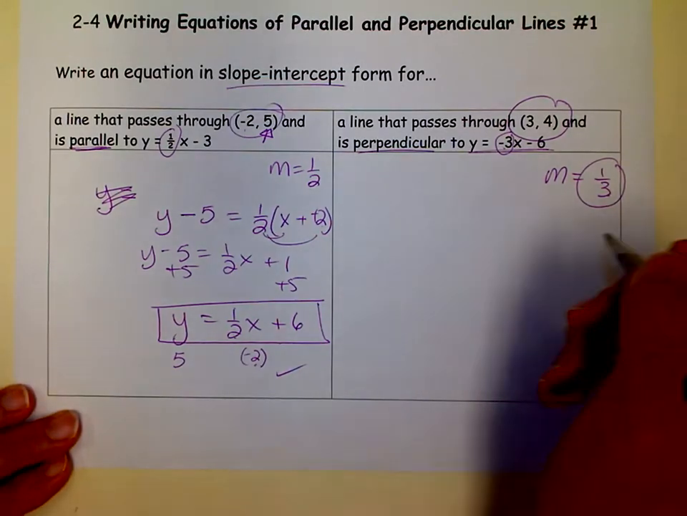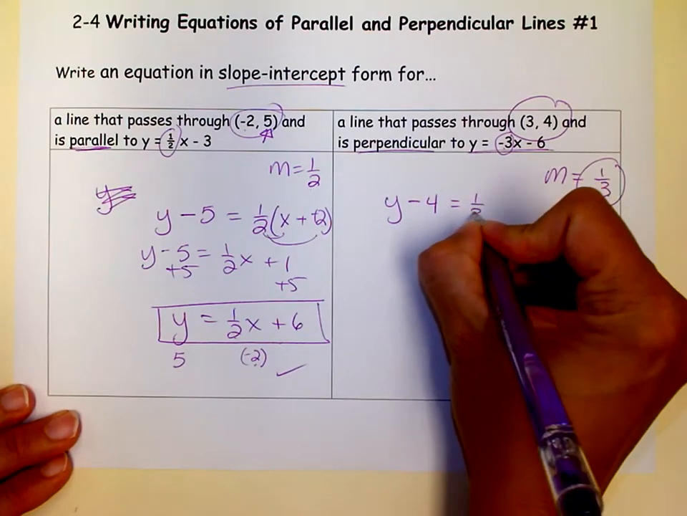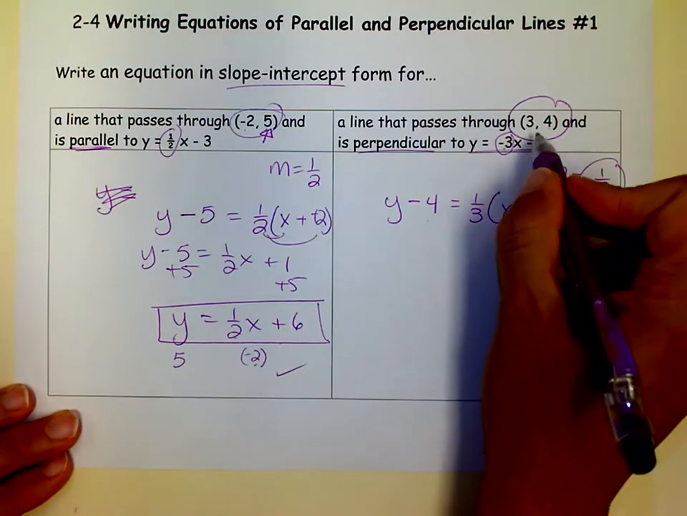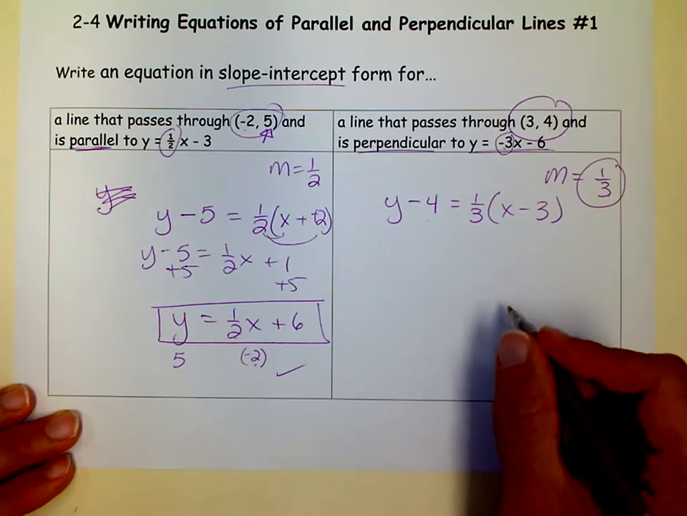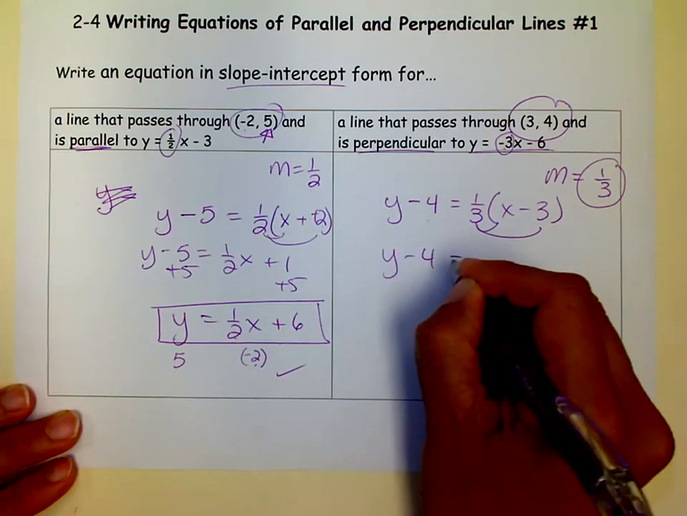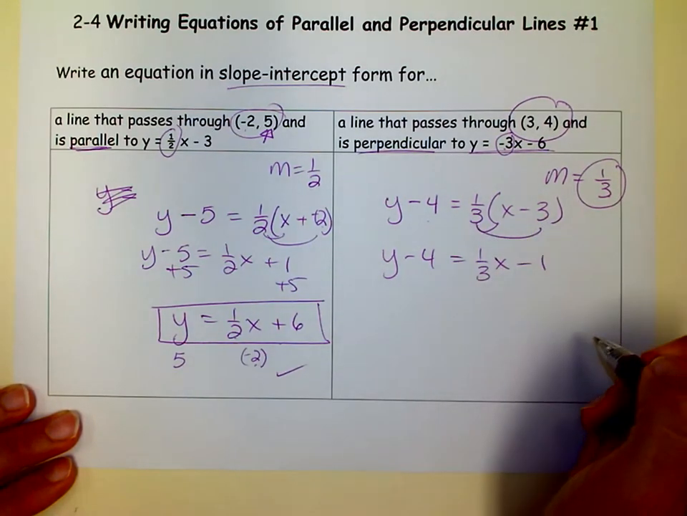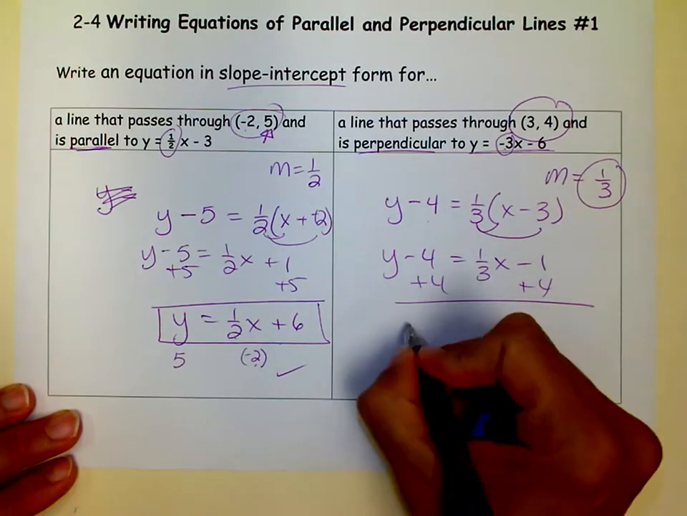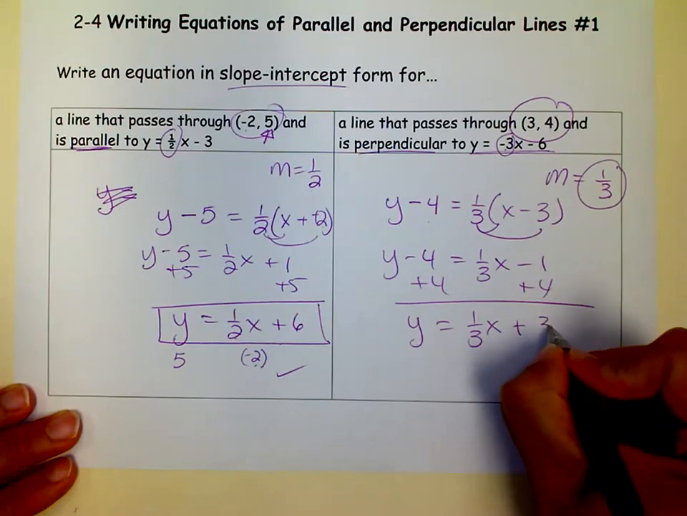to write our equation. So we say y minus 4 equals m, because the 4 comes from that, times x minus whatever this x is. So we put a 3 there. And now we just need to get y alone, because they asked us to get it in slope-intercept form. So we're going to distribute. Y minus 4 equals 1/3 x minus 1, 1/3 times 3 is 1. We're going to add 4 to both sides, and we get y equals 1/3 x plus 3.